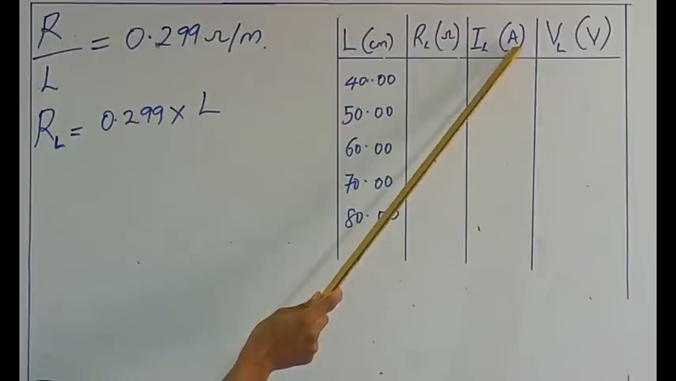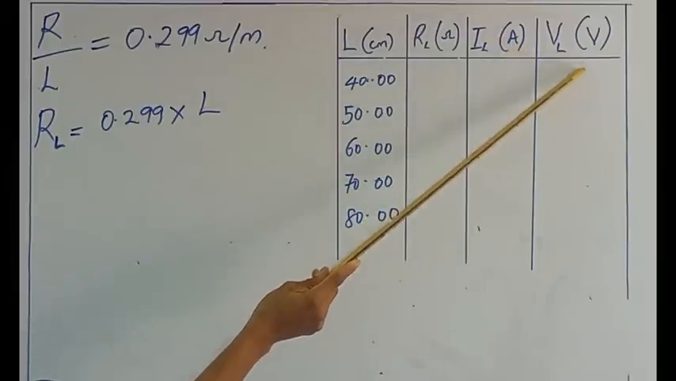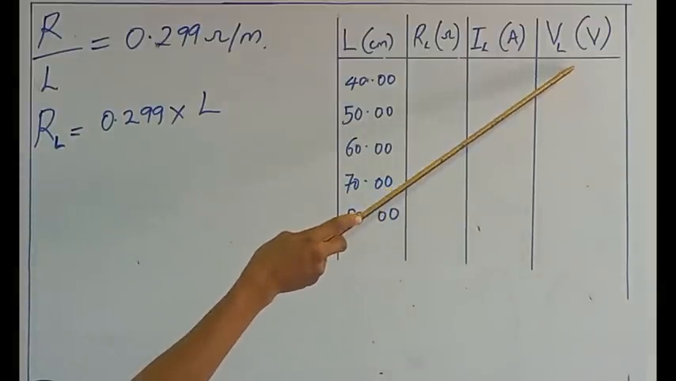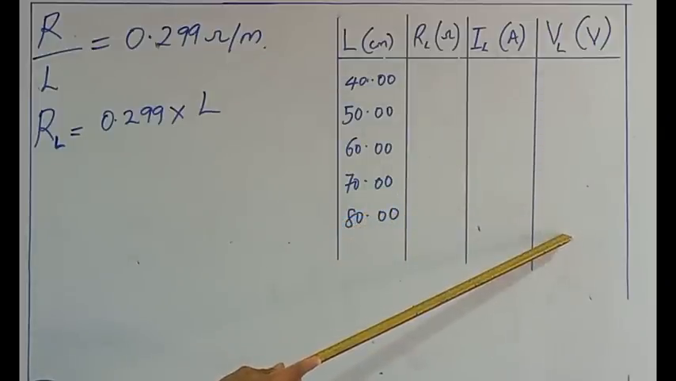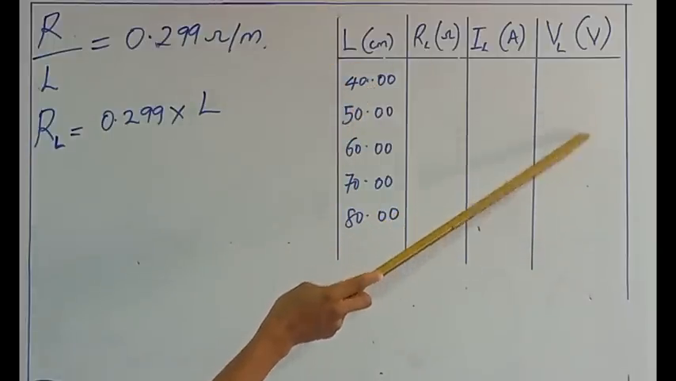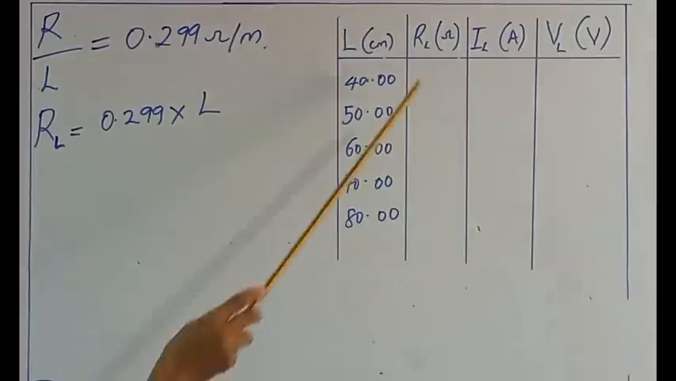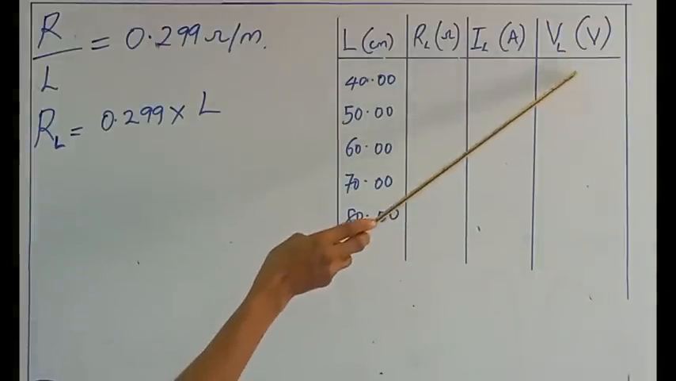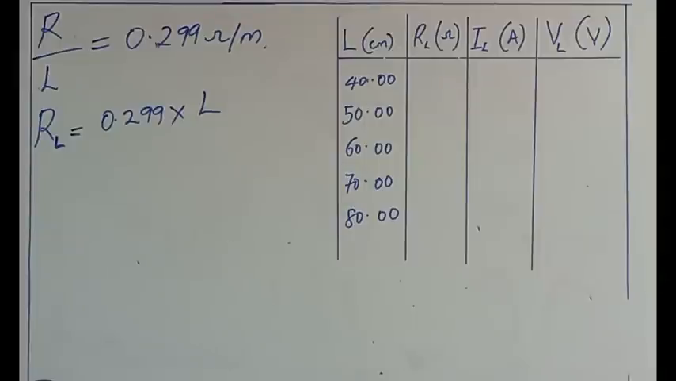For this one, we'll get the current and fill this up. Then we'll get the voltage as well. Remember that for the voltage, during the practicals, we are going to read it off from the voltmeter. The experiment is such that for each length, we'll get the potential difference. That's this and this. But because we want to manipulate the readings, that is why we are looking for I and R, so that we can get the readings we are supposed to get from the voltmeter.